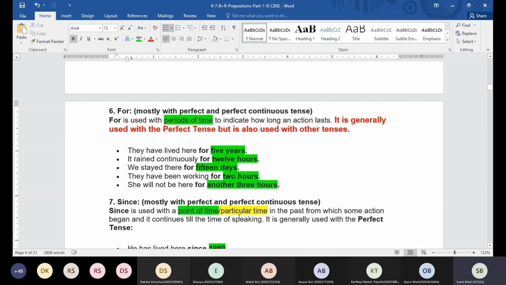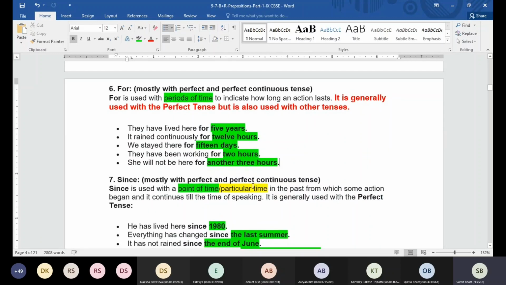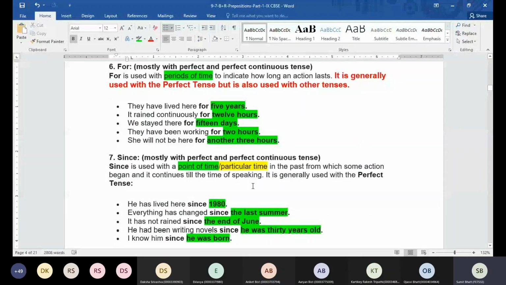Since is used with a point of time, a particular time in the past from which some action began and it continues till the time of speaking. It is generally used with the perfect tense. Perfect or perfect continuous. Like he has lived here since 1980. So when I say 1980, that is going to be one point of time, a particular time. So we are going to use the word since.